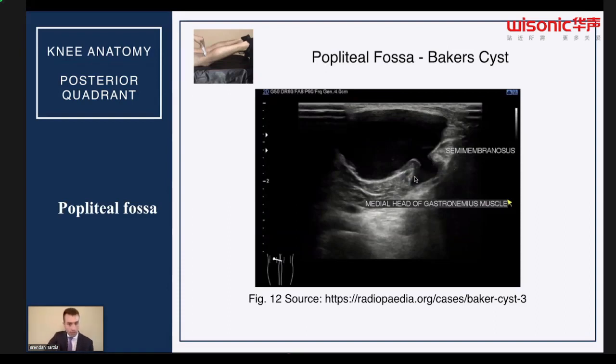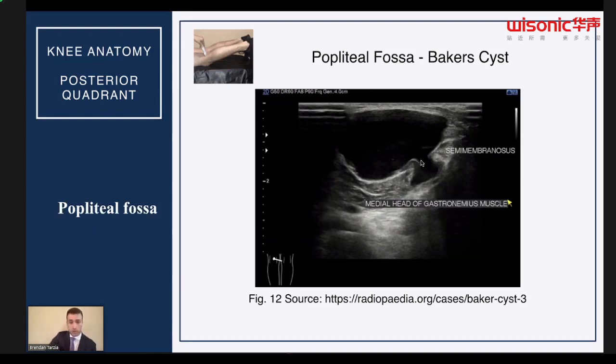Classically, what you're going to see is this neck basically right here. You have this medial head of the gastroc right here, you have the semimembranosus right here, and coming out in between the two, you have a Baker cyst. This whole area right here is all just fluid where it should not be. And this neck right here, this little area, that's classically what you're going to see in a Baker cyst.